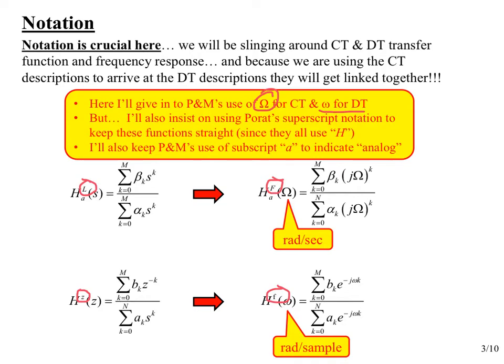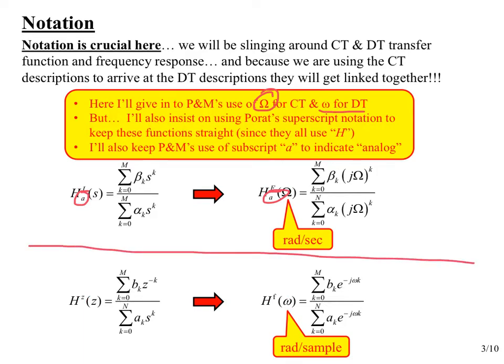Armed with all of that, we'll try to stick with that. So remember, the book doesn't use these superscripts. What the book does is it uses a subscript A, which is actually fairly common, to indicate that this is the analog. So that at least gives you an idea of which side of that line we are on. But using the superscripts also tells us whether we're talking about a transfer function or a frequency response, without having to look at what the argument is, whether it's an S or an omega or a Z or an omega. So just keep in mind here that the capital omega is going to be radians per second, and the lowercase omega is going to be radians per sample. So that'll be the key.